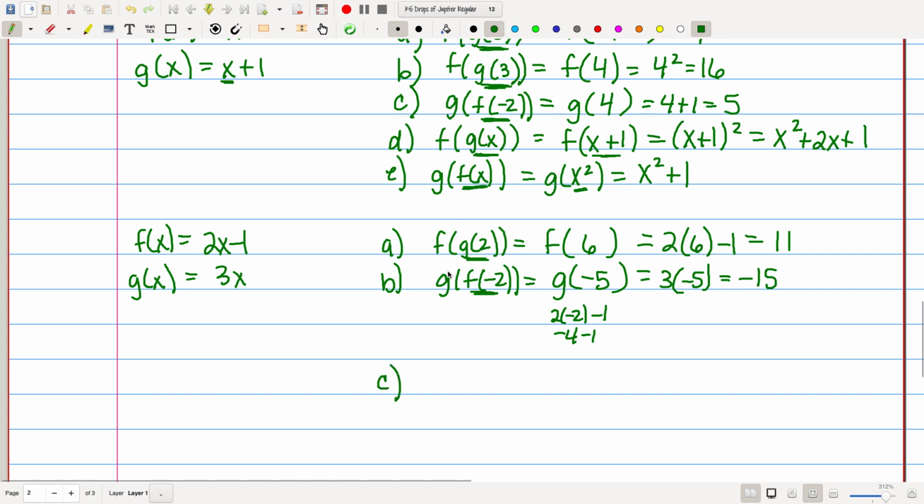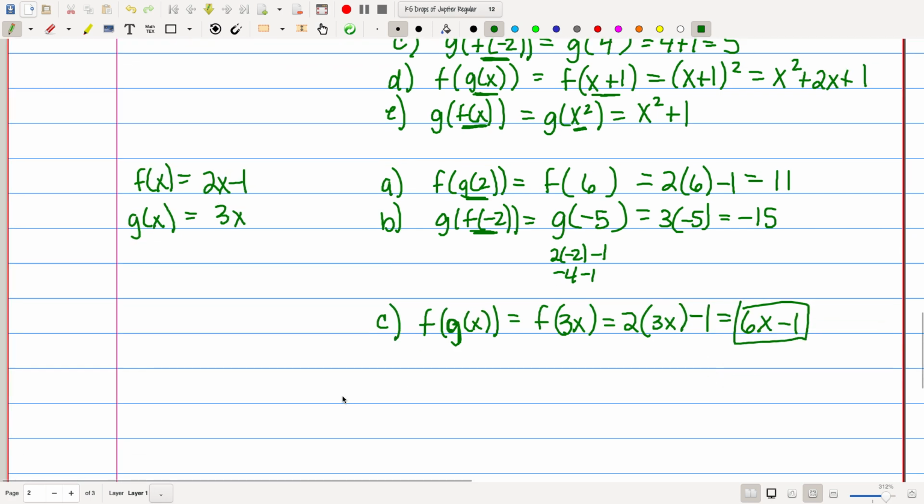Let's do some like we did up here now. If I want f of g of x, whoops. Okay, so that means g of x is 3x. That means I'm going to rewrite this function, and I'm going to plug in 3x for the variable x. And then I'm going to multiply and get 6x minus 1. And that is as far as you could go. You cannot combine those, okay?